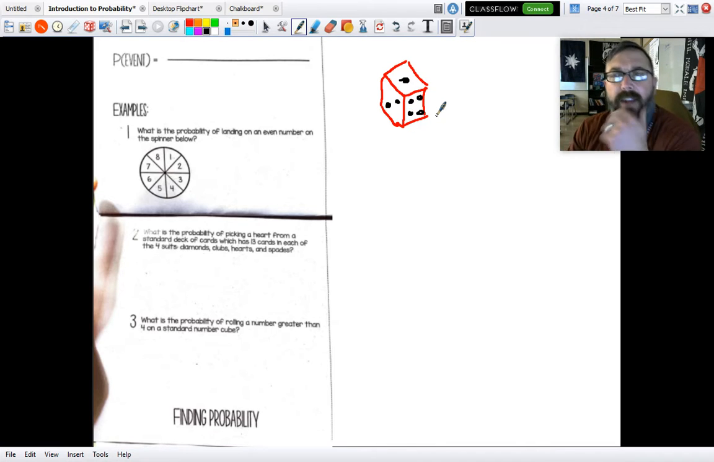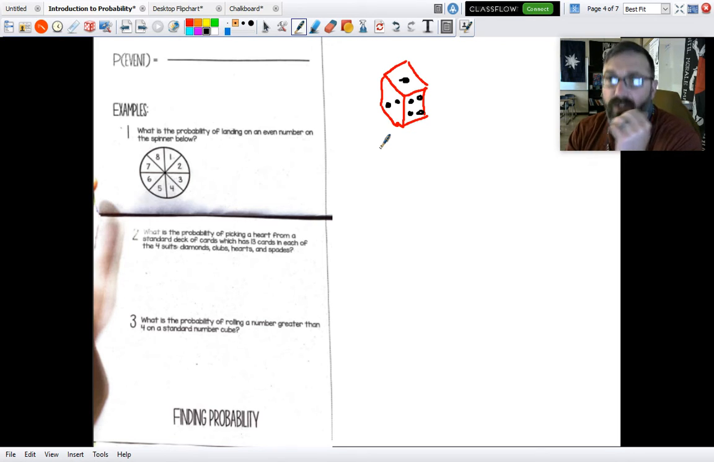Funny thing about a dice, did you know that the opposite sides always equal 7? So the side opposite this 2 is a 5, the side opposite this 4 is a 3, and the side opposite the 1 is the 6. I don't know why they made them that way, but I know that they always equal 7.